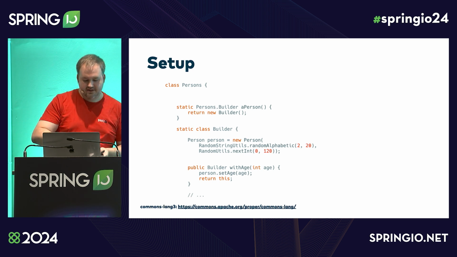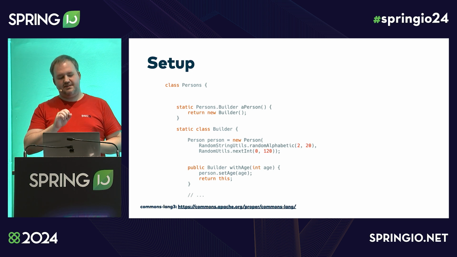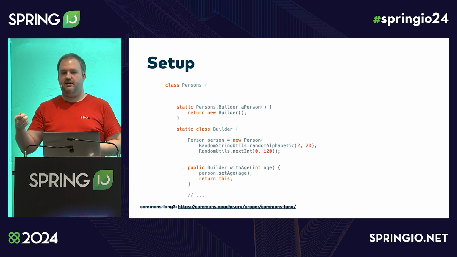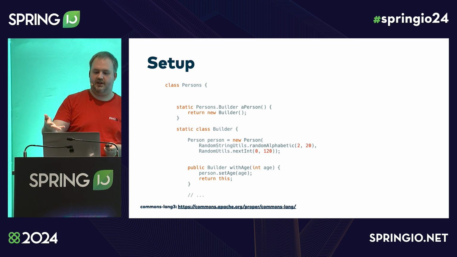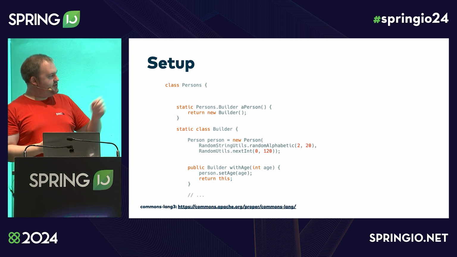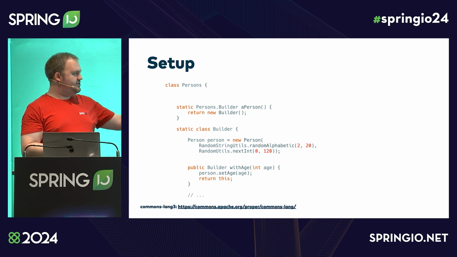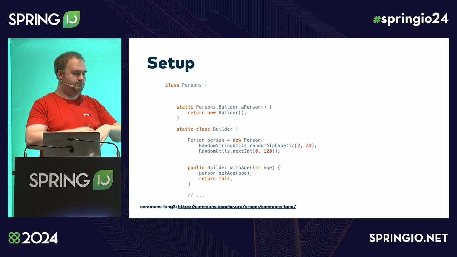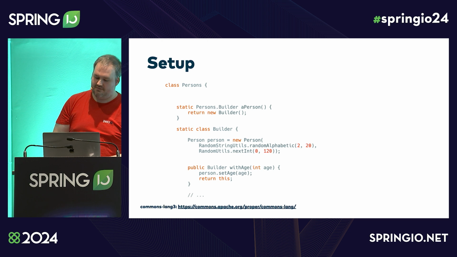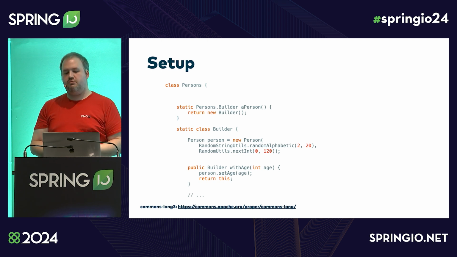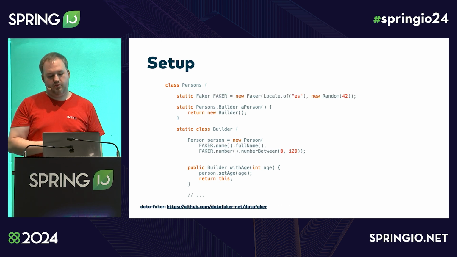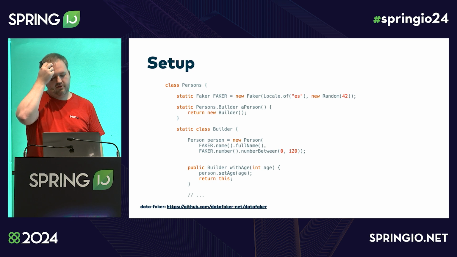And if you do that, keep in mind it's a good idea to print the seed with which the values are generated somewhere, so you can reproduce that case if it gets more and more complicated. And this one uses common slang, which produces random alphabetic strings, random names. So maybe you need a library which is a little bit better, and one I found is Data Faker.